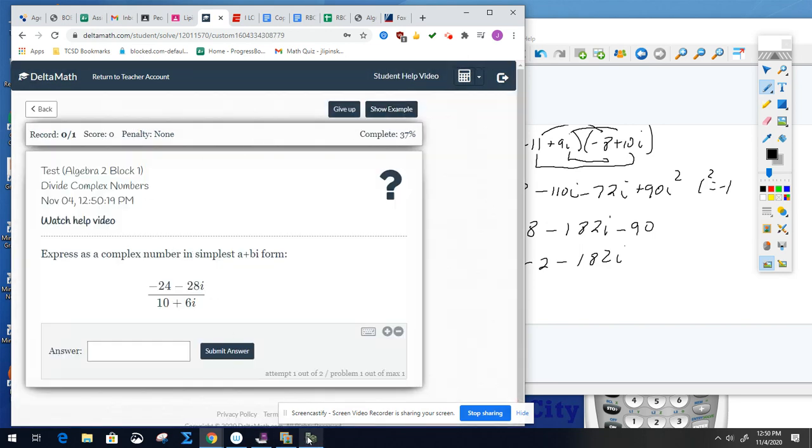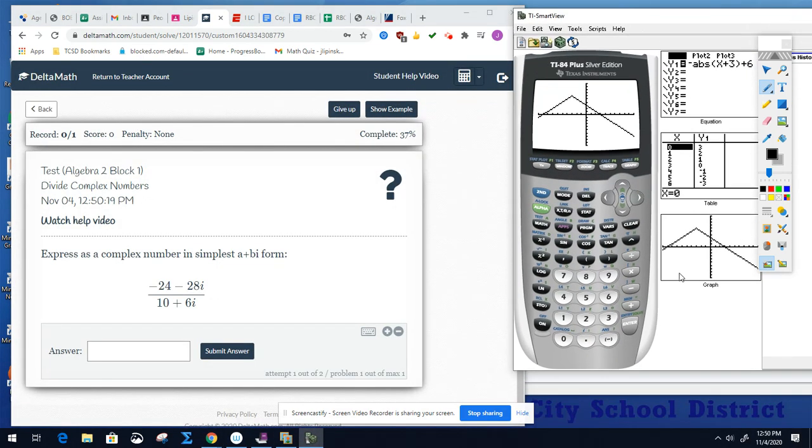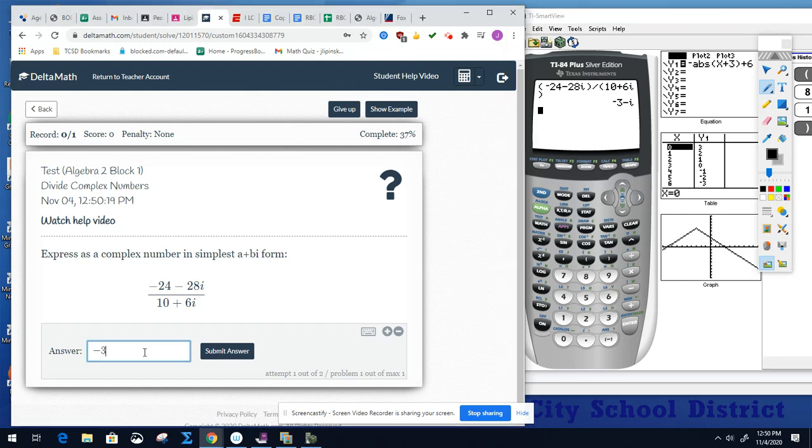And I'm going to go ahead and use the calculator for this one because dividing can be very challenging. So I'm going to go -24 minus 28i in parentheses, divided by 10 plus 6i. Hit equals, and it's -3 minus i.